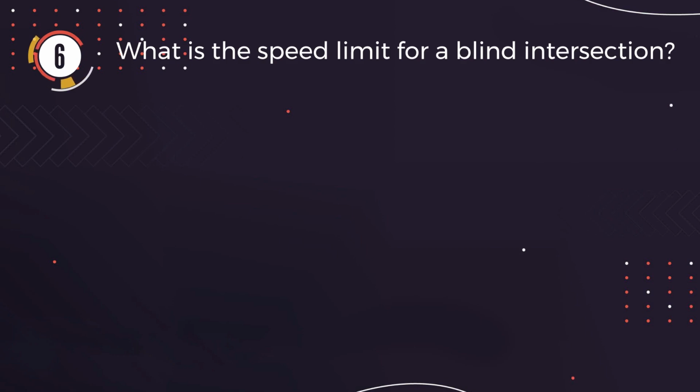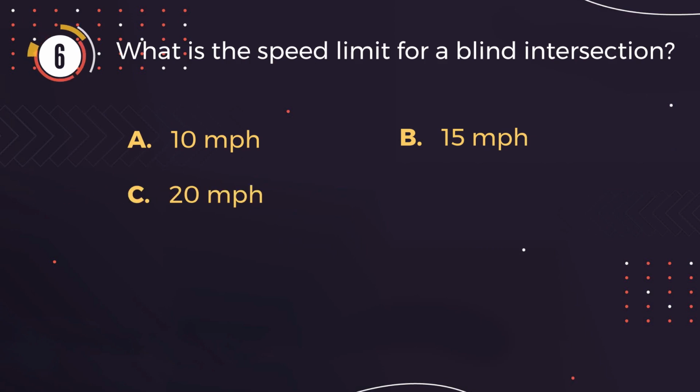Number 6. What is the speed limit for a blind intersection? A. 10 miles per hour. B. 15 miles per hour. C. 20 miles per hour. D. 25 miles per hour.